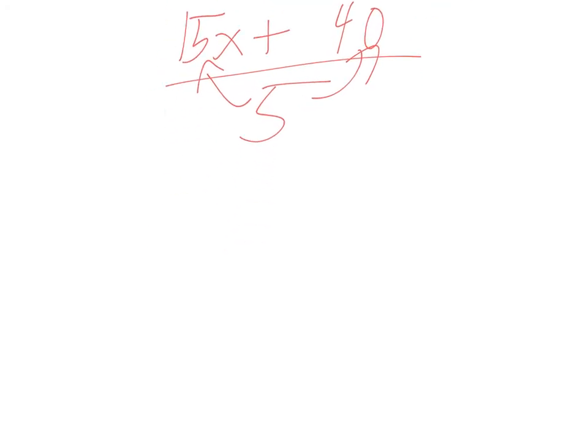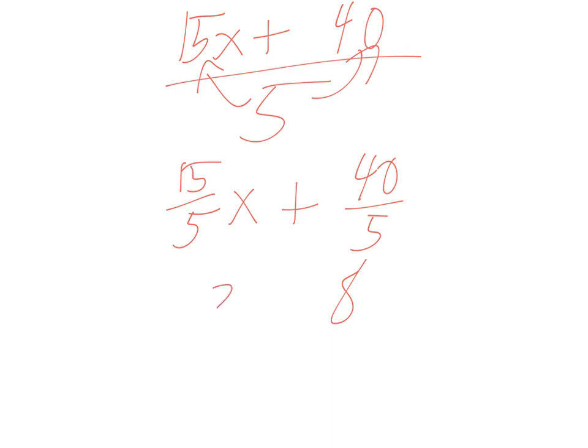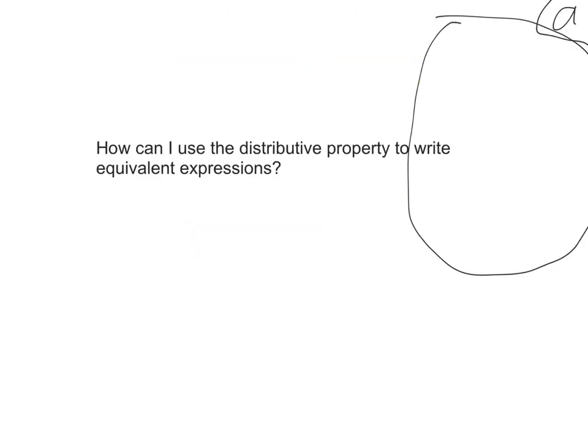So as I come down, I do 15 divided by 5, x, plus 40 divided by 5, and 40 divided by 5 is 8, 15 divided by 5 is 3, so it's 3x plus 8 would be that expression simplified using the distributive property. So hopefully now you can answer the question, how can I use the distributive property to write equivalent expressions? And we'll have some more examples to practice with in class.